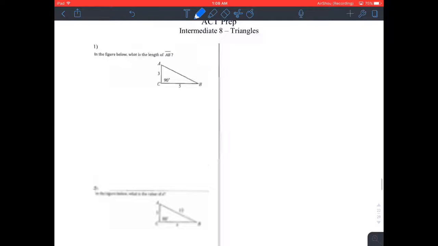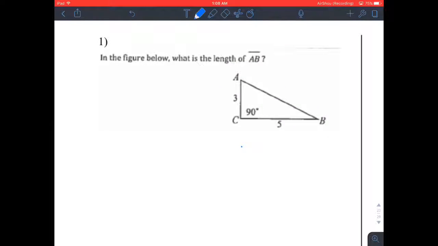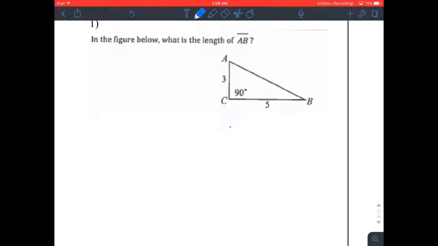Alright, let's get to an example. In the figure below, what's the length of segment AB? Well, at first glance you might think this is a Pythagorean triple. Hey, there's a 3, there's a 5, this must be a 4. False. A couple reasons why it's false. One, opposite the biggest angle has to be the biggest side. If 90 is your right angle, that's your biggest angle. 4 is bigger than 3, but it's not bigger than 5, so it doesn't make sense. For the Pythagorean triple to work, the 5 has to be the hypotenuse.